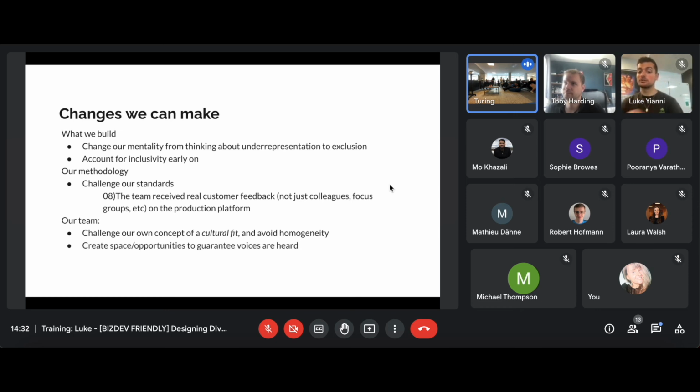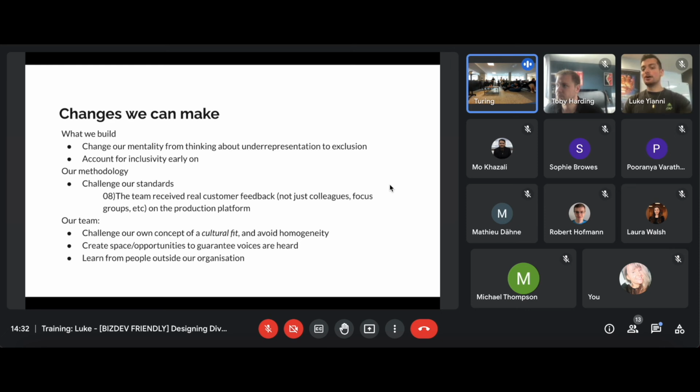And create space and opportunities to guarantee voices are heard. Quite often, as a dev day-to-day, we don't really challenge things, we don't really speak about things that might be bothering us, but having open spaces, things like that, is a really good place for us to be able to challenge what is going on in our group and really make sure that all of our diverse voices are heard.